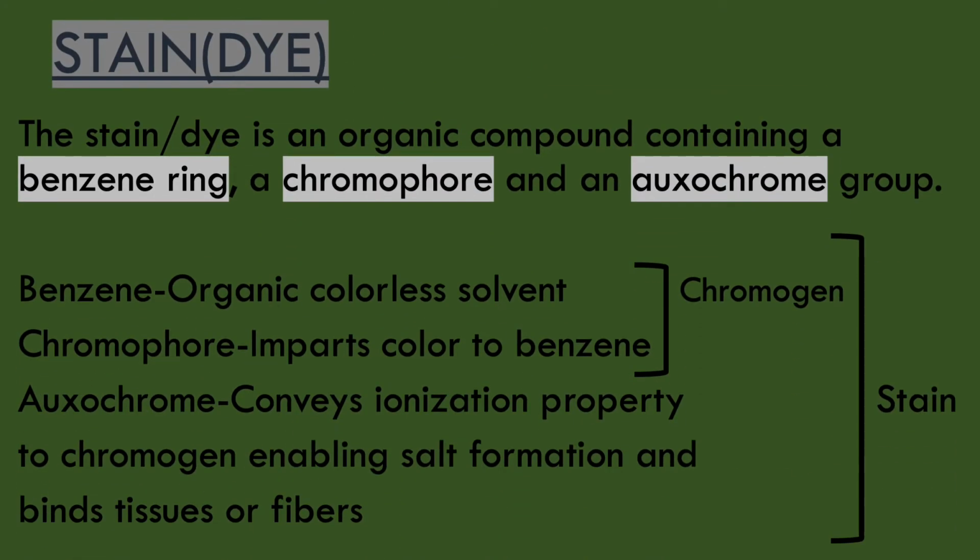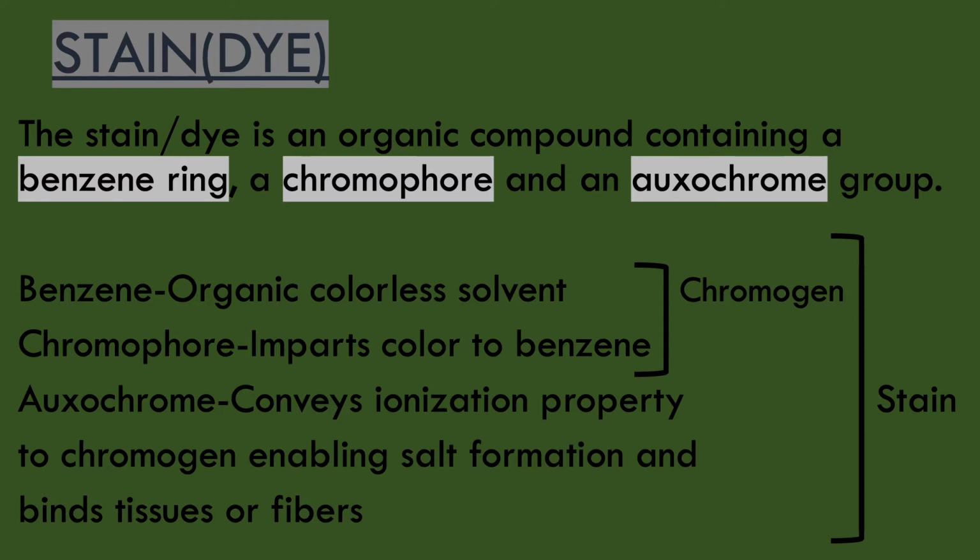Now, what is a stain or a dye? We already said that bacterial staining is done with a stain or a dye. Now we can look into what the stain or dye is chemically. The stain or dye is usually an organic compound and it has three components. The first component is a benzene ring, which is the organic colorless solvent part of the stain. Then the second component is a chromophore group, which imparts color to the benzene ring.